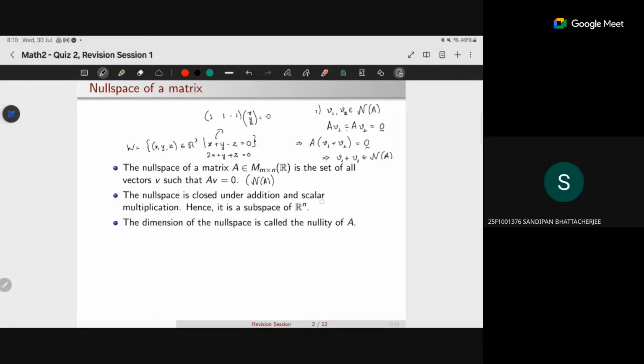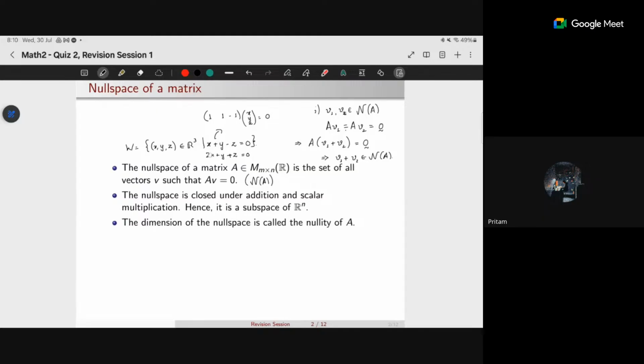And then, is null space and solution space the same? So the null space is another name for the solution space of the system of equations for which A is the coefficient matrix. Both of them are the same, and that is a vector subspace of Rn.